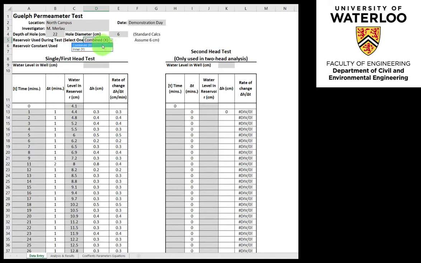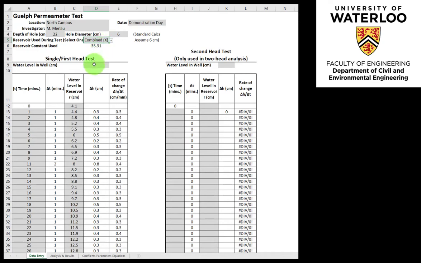Again, the combined reservoir is the inner and the outer reservoirs within the Guelph Permeameter, which are combined together for the investigation. This identifies a reservoir constant use of 35.31 centimeters squared for the surface area of the water level. If we were to choose the inner reservoir for a less permeable soil, we would see that the reservoir constant decreases to 2.18 centimeters squared, which is the cross-sectional area of the inner reservoir. Here we did an investigation using the combined reservoir system.